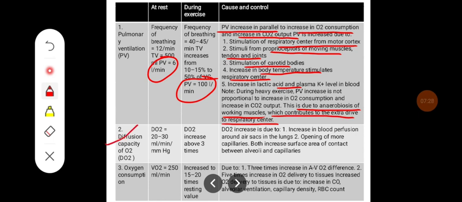Diffusion capacity increases to at least 3 times, and this occurs because of the increase in the blood perfusion around air sacs in the lungs and opening of more capillaries, both increasing the surface area of contact between alveoli and capillary. There is increased oxygen consumption, about 15 to 20 times the resting values.